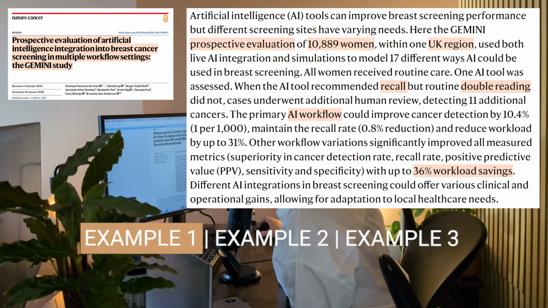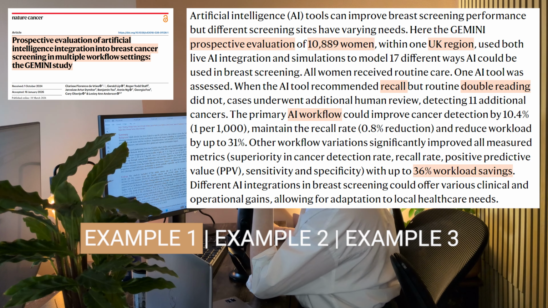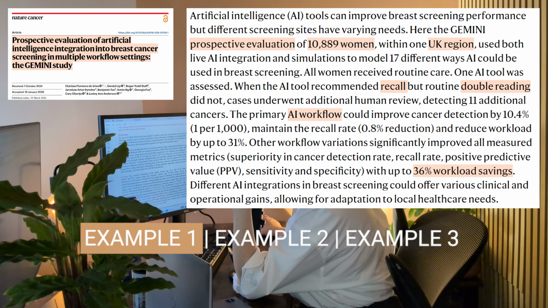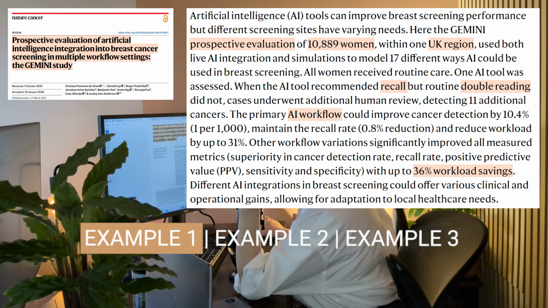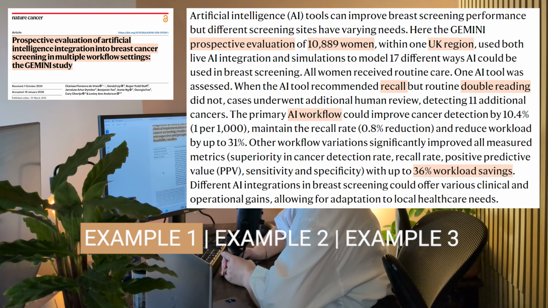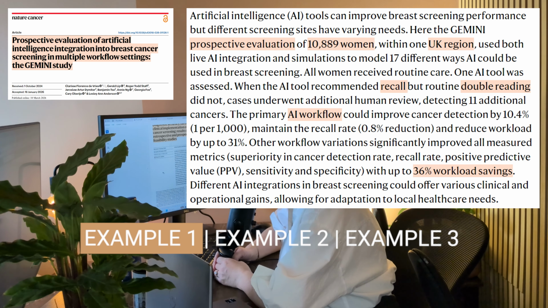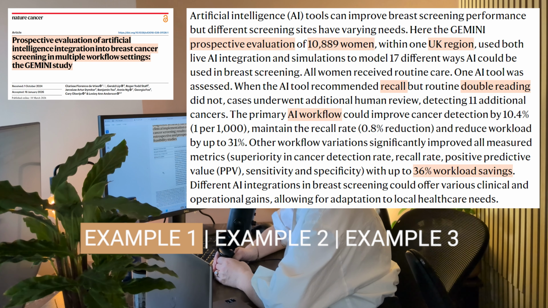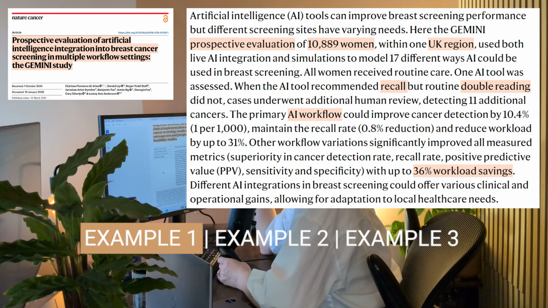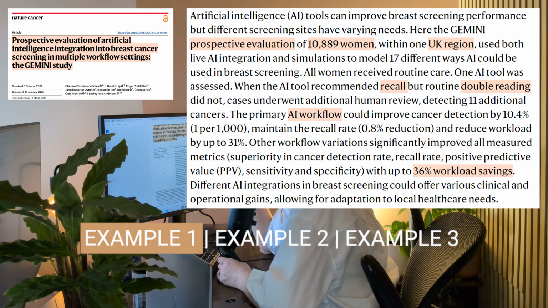And notably, they do compare recall versus double reading. So it becomes clear quite quickly that this isn't just one of hundreds of papers that have been coming out on whether AI can work in terms of diagnosing cancer. This is actually about how it can be implemented. So a couple of different workflows that were incorporated here. They also have a headline finding near the end of the abstract that really jumps out to the reader, where they talk about having up to 36% workload savings, which is a pretty impressive claim.